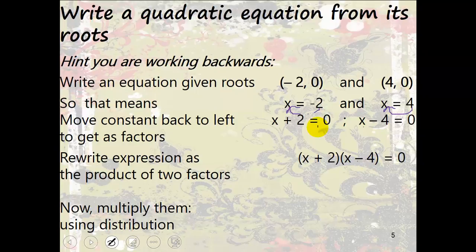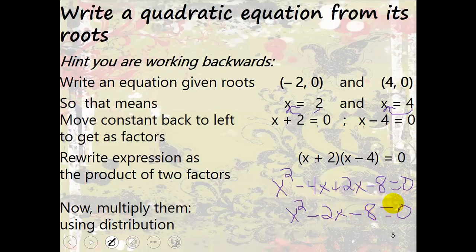Now I'm just going to multiply them together, and I get x squared minus 4x plus 2x minus 8 equals 0, and x squared minus 2x minus 8 equals 0. And that was our equation from which we got these two roots.